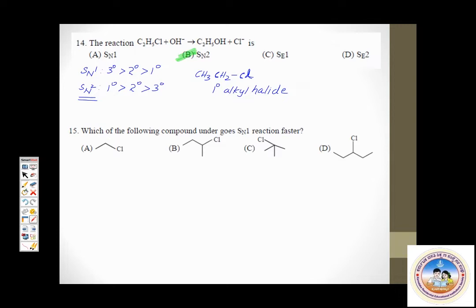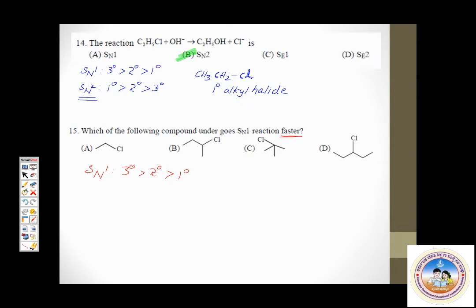We all know the order of SN1 reactivity. SN1 reactivity is, I write it again, tertiary greater than secondary greater than primary. So here you are supposed to find out which undergoes the reaction faster. Of these, you have to find out which is a tertiary alkyl halide, because tertiary alkyl halides undergo this reaction faster. Okay, so let's check out one by one.